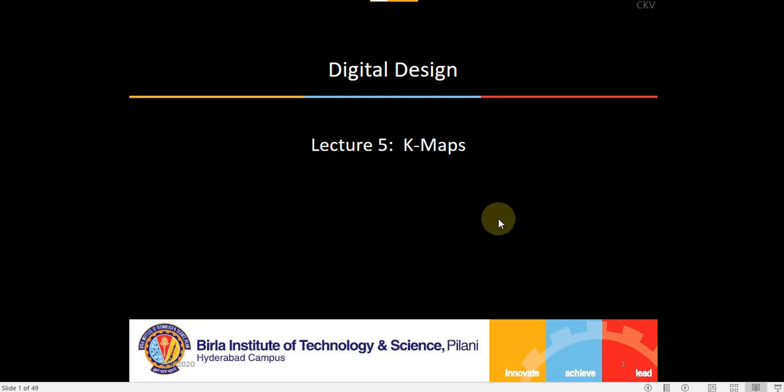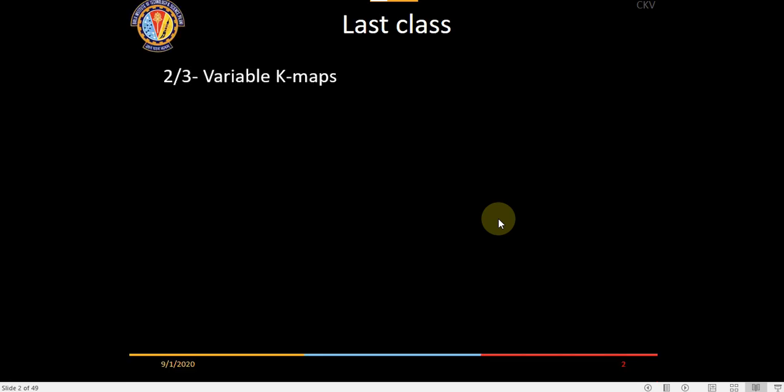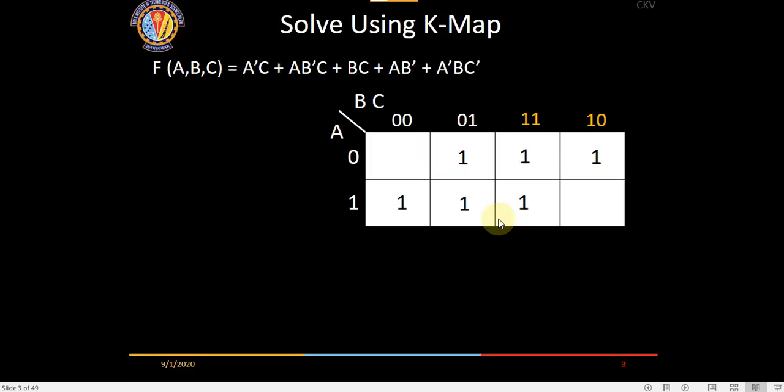Okay, let's start lecture 5, which is on K-maps. We'll just revise the basic concepts of three variables. So this was a function which is given: a bar c, a bar b bar c, b plus c, a b bar plus a bar b c. We know how to map these things once we write the table.